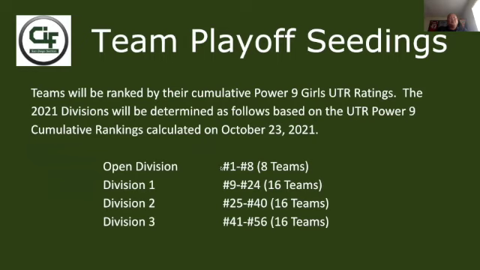Because at the end of the season, this is how your divisions are going to be determined. Teams rank. It's going to be one ranking sheet. Teams ranked number 1 through 8 will become the open division. Teams number 9 through 24 are going to be Division 1. Teams in Division 2 are number 25 through 40, and Division 3 will be number 41 through 56, based on those Power 9 cumulative rankings given to us by Universal Tennis on October 23rd.